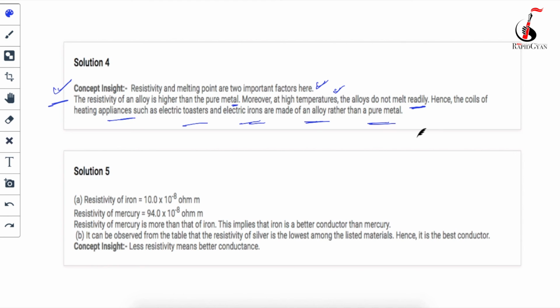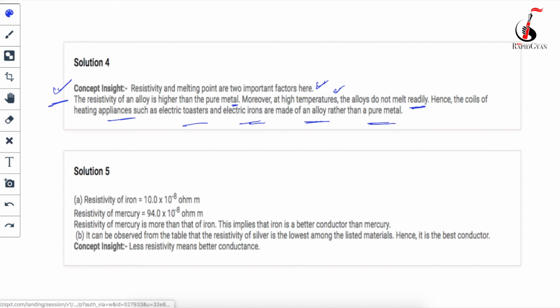Like suppose someone is having resistivity X and the melting point temperature is, for example, 100 degrees Celsius. If I increase the resistivity to 10x, then probably I will be needing more melting point temperature. So you can simply say that the answer of this question is that the resistivity of an alloy is higher than the pure metal. So if there is high temperature, the alloy does not melt immediately or readily. So that's why the coils have been made up of that.